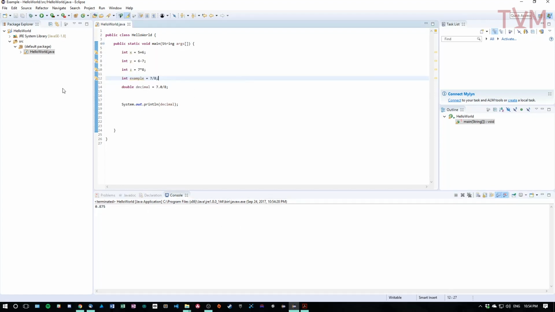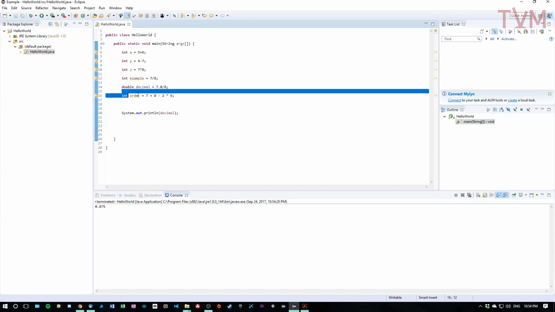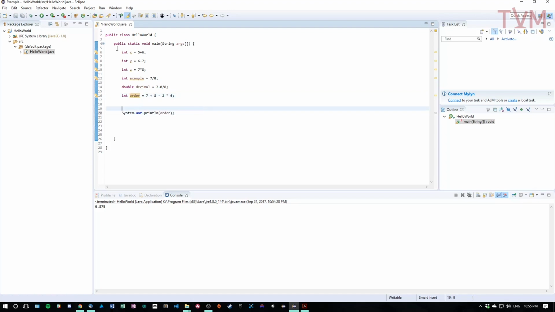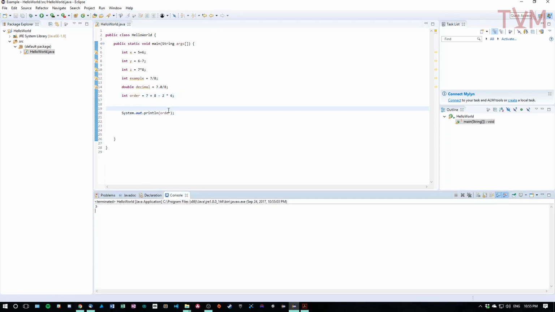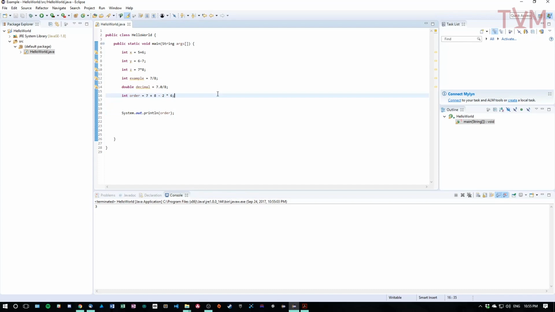And that's really all I want to tell you about math, except that we do have the order of operations. So if I say int order equals 7 plus 8 minus 2 times 6, order of operations is going to occur, and 2 times 6 will happen before the rest of it. So we're going to get 12 minus 8, that's minus 4. So this should end up being 3. So let's print out order and see what happens. Print, we get the number 3. Order of operations occurred.